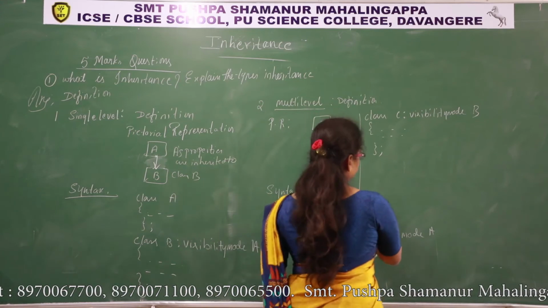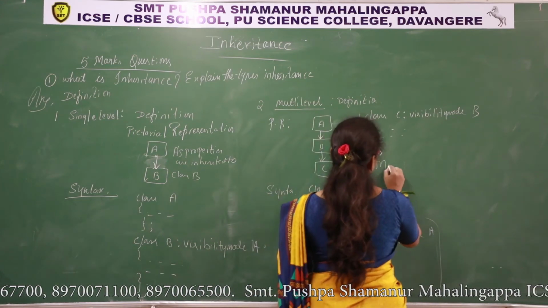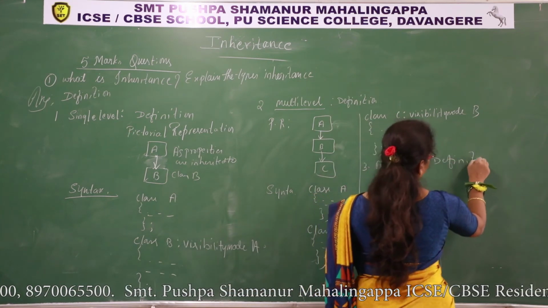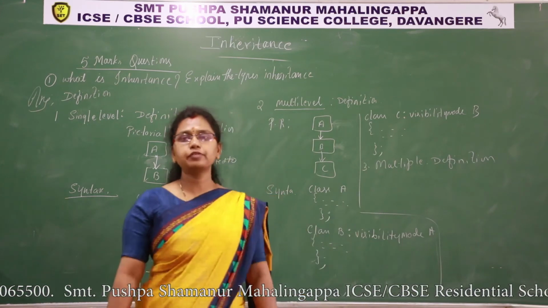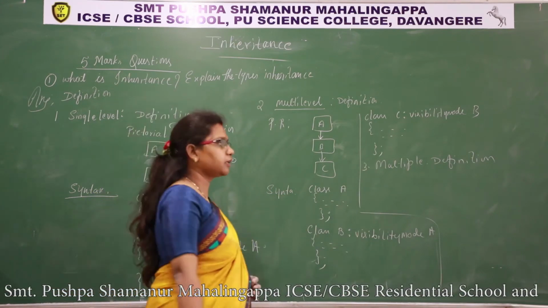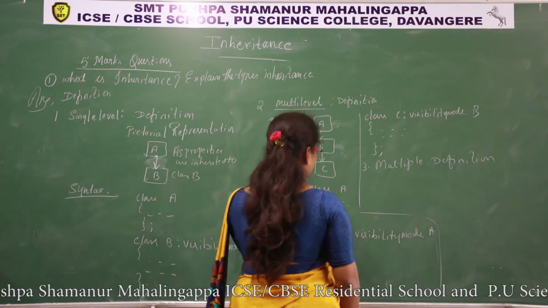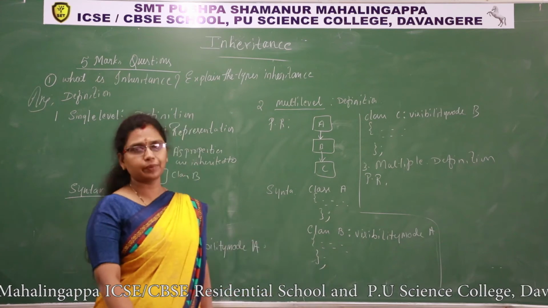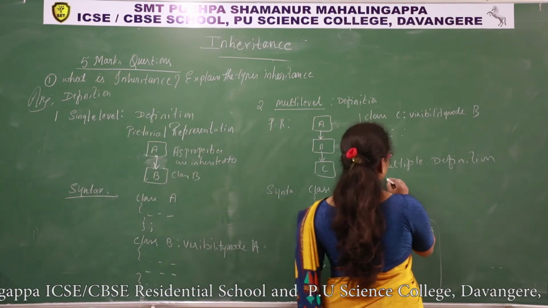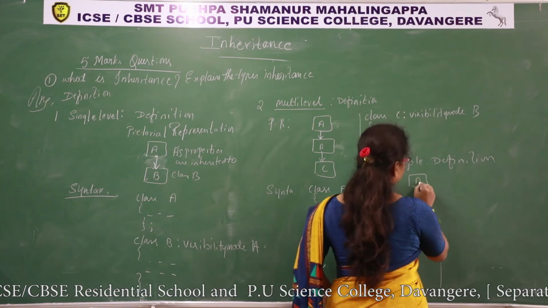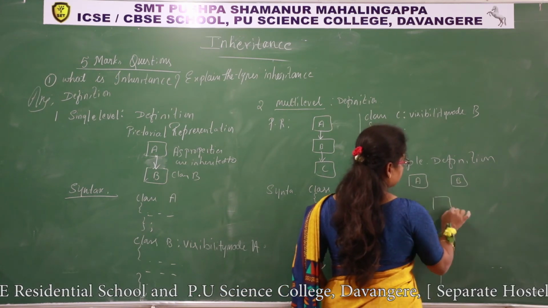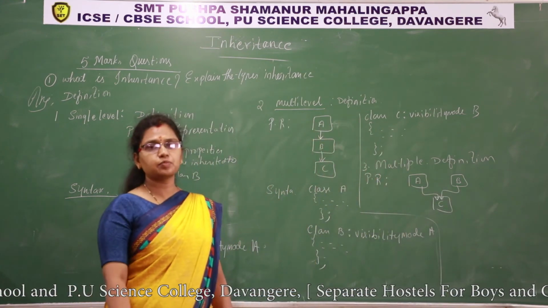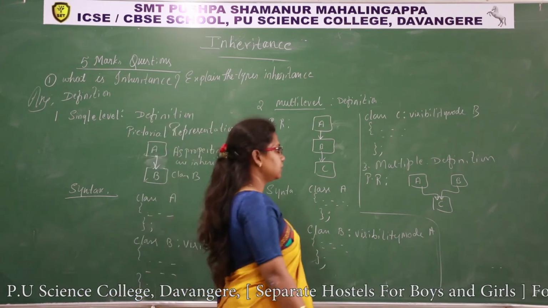Now, the third type, multiple. Definition. What is the definition? A class which is derived from two or more base classes is called multiple inheritance. Now, pictorial representation. Here also don't write PR. You have to write the full word pictorial representation. A, B, C. Class A and class B properties are inherited to class C.